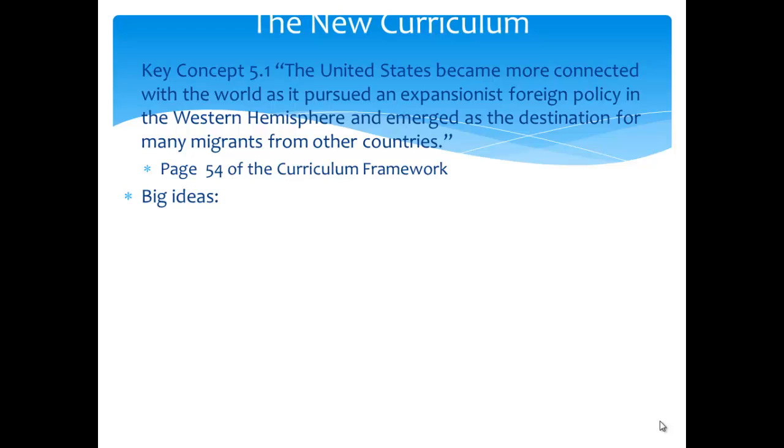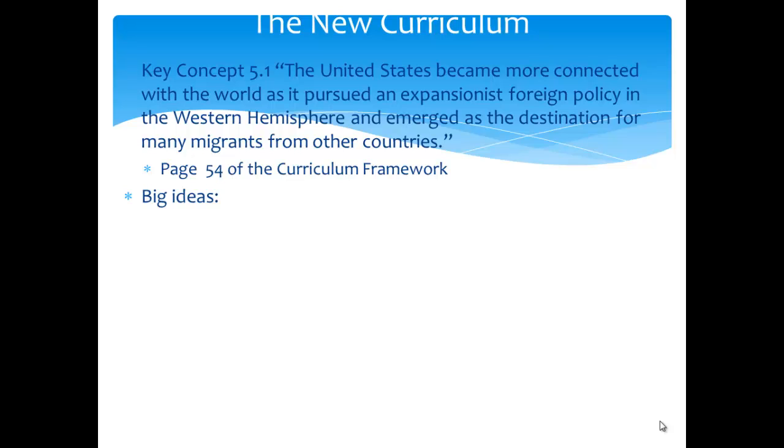All right, let's read Key Concept 5.1. It says, the United States became more connected with the world as it pursued an expansionist foreign policy in the Western Hemisphere and emerged as the destination for many migrants from other countries. And that's from page 54 of the curriculum framework. If you want a copy of it, check out the description below.